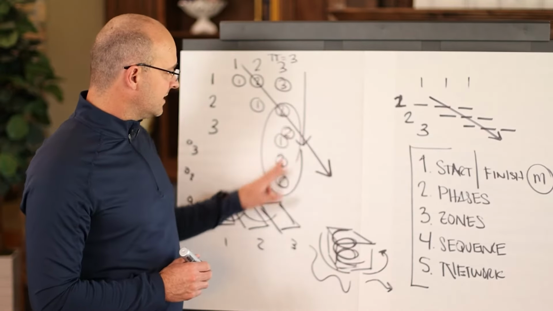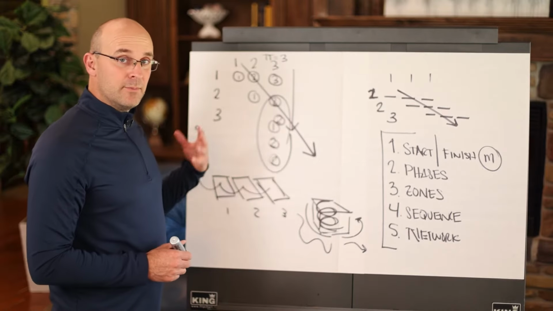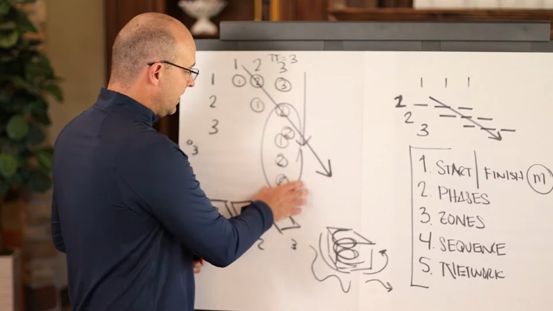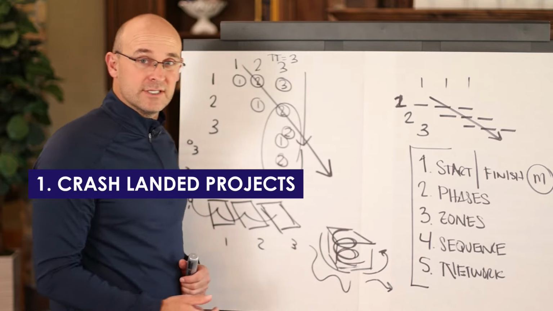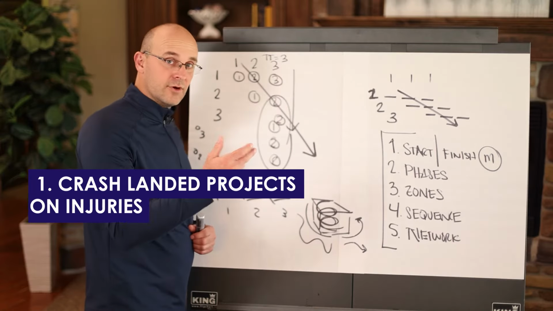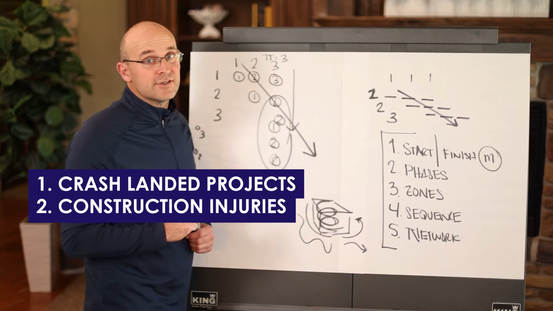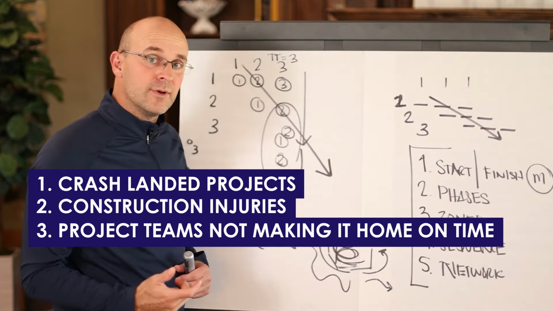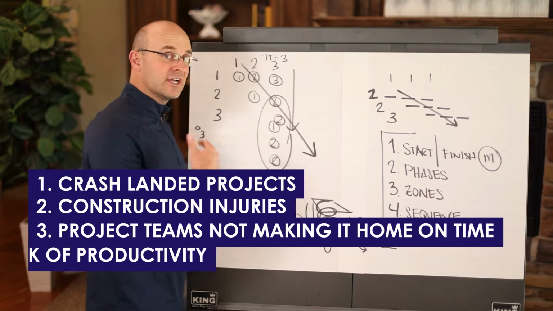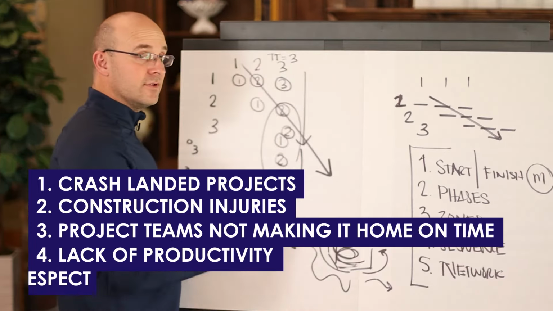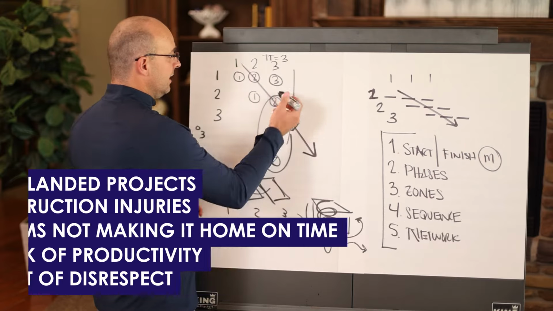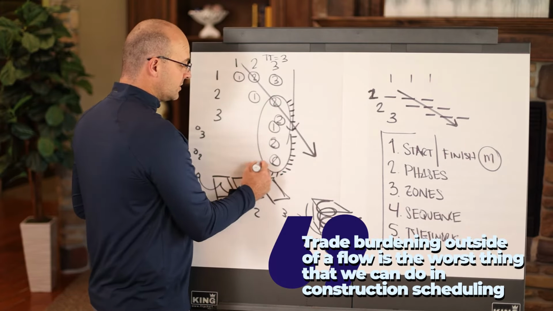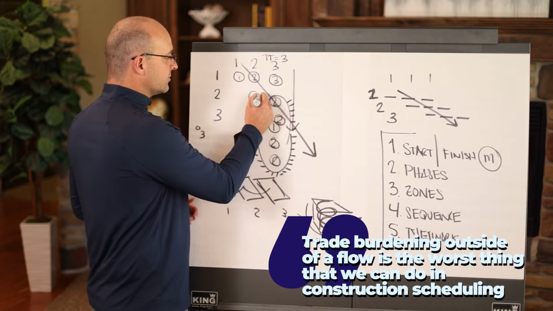When we start to see this in schedules, and when people abandon the takt scheduling system, this right here is the cause for crash landed projects. It's the cause for a lot of construction injuries. It's the cause for our project teams not making it home on time. It's the cause for a lack of productivity. It's the cause of a lot of disrespect. Literally, trade burdening outside of a flow is like the worst thing that we can do in construction scheduling.